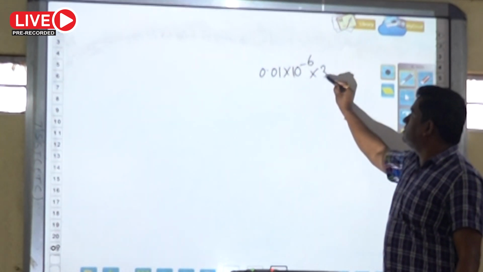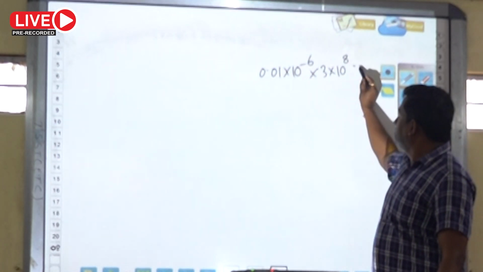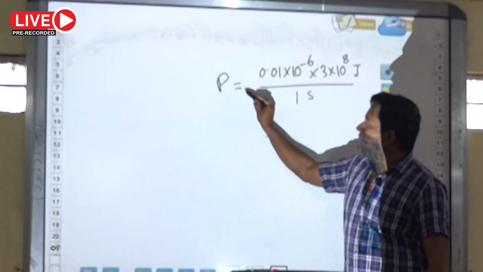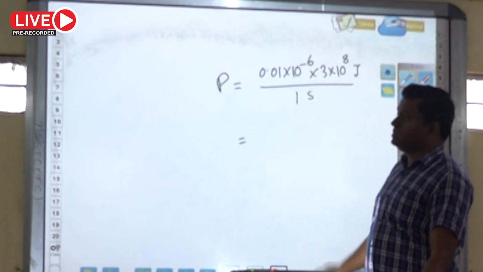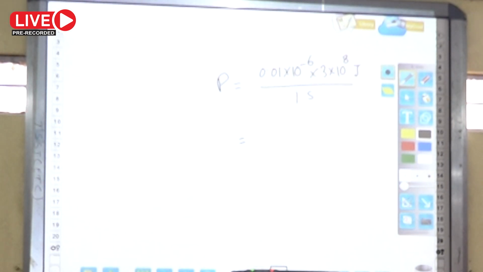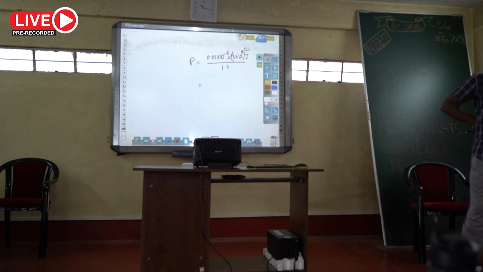Then multiply with the speed of light to the power 8, squared. This one will be in joule, divided by 1 second. So that is the power coming in the unit watt. Then finally you have to convert it into megawatt. So it is 0.01 into 10 to the power minus 6 into 3 into 10 to the power 8 whole square. Next question.